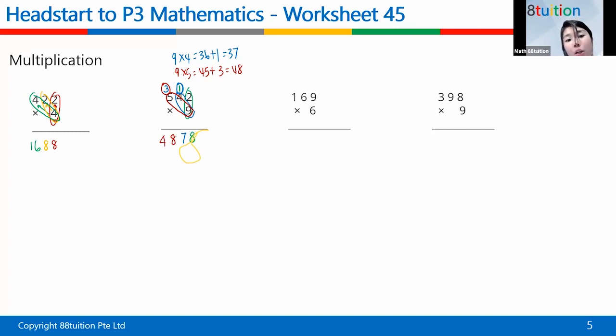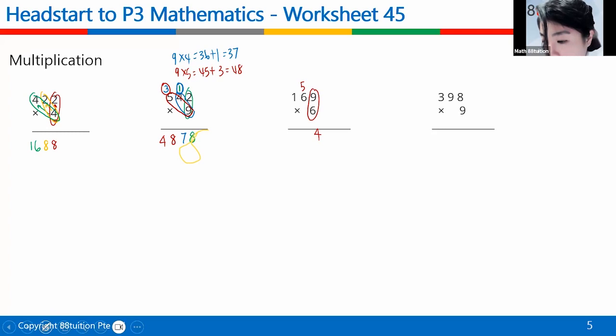Are we good? Everybody know what I'm doing? Okay, let's move on to someone else. Kyla, can you help me? 169 times 6. What do we start with first? 9 times 6. Great. What is 9 times 6? 54. Very good. This is how I write it, correct, Kyla?